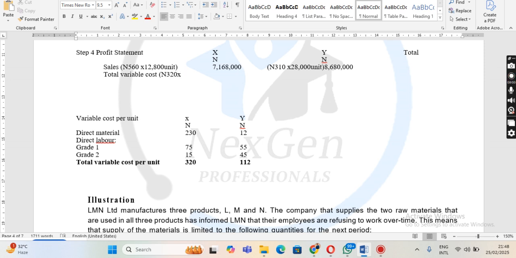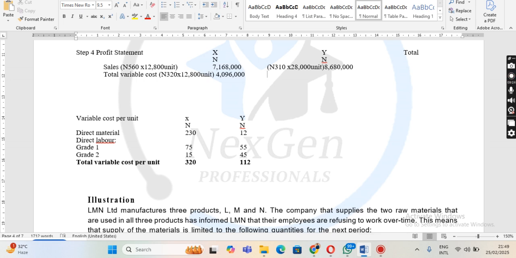times the units produced, 12,800 units. What do we have? We have 4,096,000 naira. 4 million 96,000.